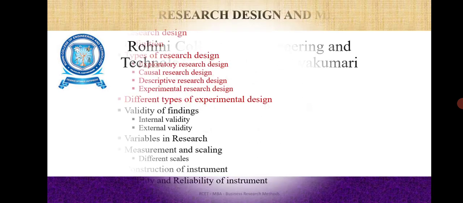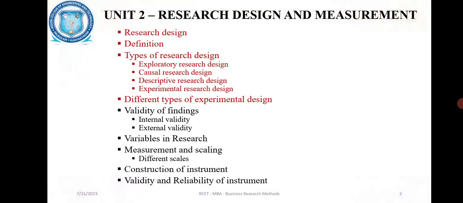Here I introduce the Unit 2 topics for research design and measurement. What is a research design and method? What are the topics we covered under this unit? Research design and definitions, types of research design, different types of experimental design and validity of finding, variables in research, measurement and scaling, construction of instrument, validity and reliability of instrument.